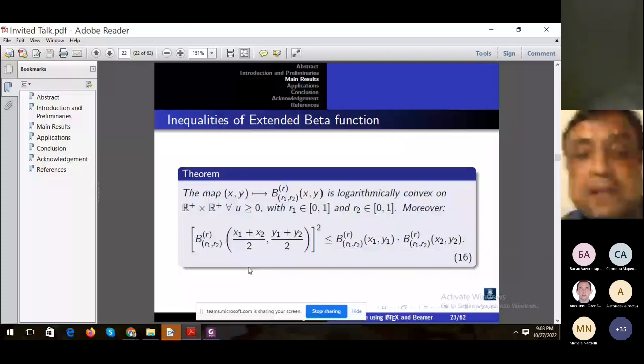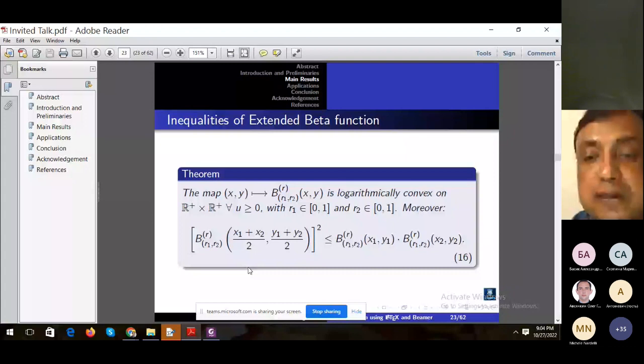And then in this theorem, the mapping (x, y) to the extended beta function is logarithmically convex on the region defined by R plus times R plus, for all u greater than or equal to 0 with r1 and r2 belonging to [0, 1]. Then we get a very beautiful inequality, given by equation number 16. The extended beta function of ((x1 + x2)/2, (y1 + y2)/2) whole square is less than or equal to the extended beta function of (x1, y1) times the extended beta function of (x2, y2).